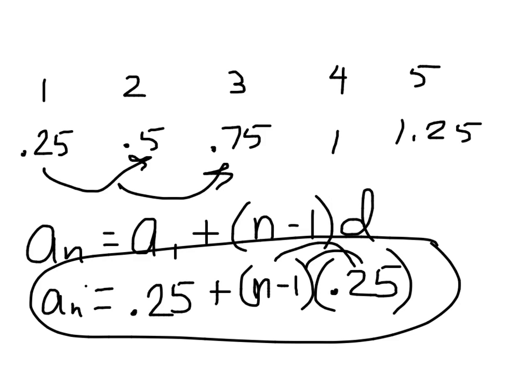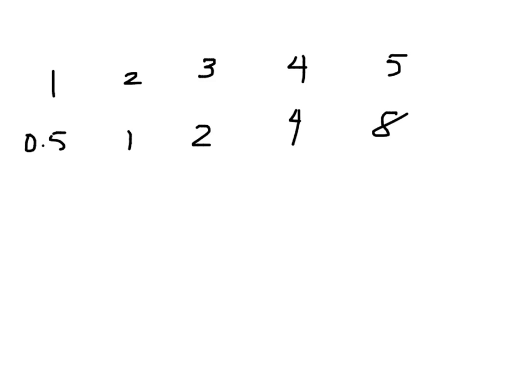What was the next one I gave you? 8? Okay. 8's got 1 is at 0.5. 2 is at 1. 3 is at 2. 4 is at 4. And 5 is at 8. So again, for me personally, I don't like looking at it in the graph. I like looking at it more as a chart. Again, the 1, 2, 3, 4, and 5 are just telling you term 1, 2, 3, 4, and 5. The 1 through 5 on the top is really just telling you the number of terms.